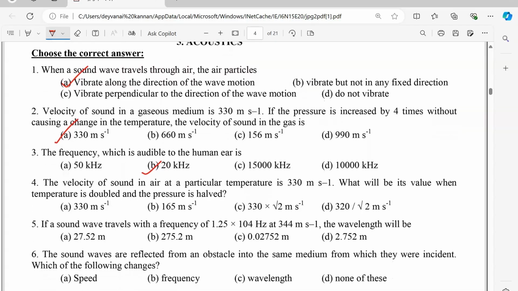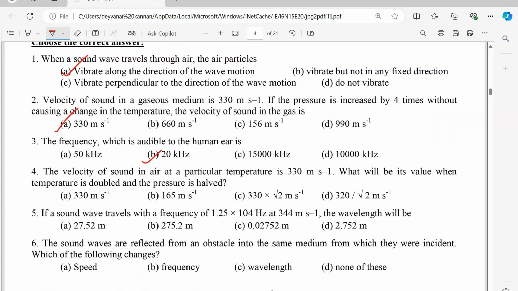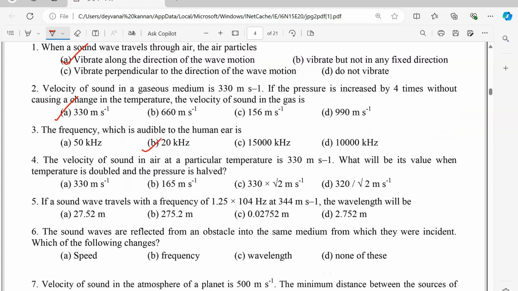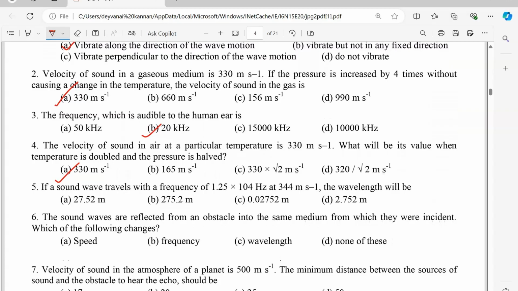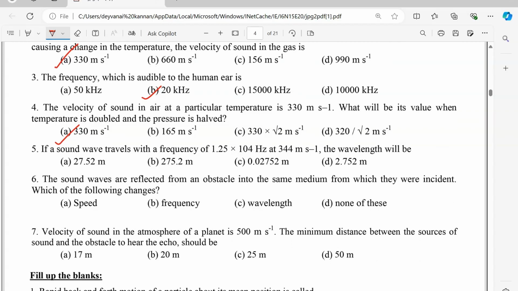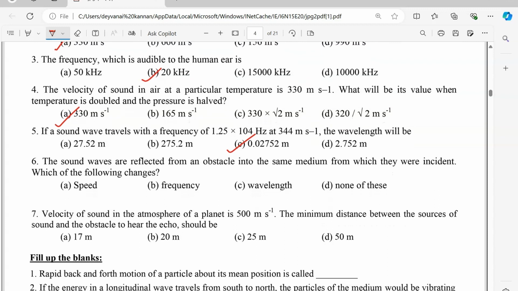The velocity of sound in air at a particular temperature is 330 m/s. What will be its value when temperature is doubled and the pressure is halved? Answer is 330 m/s. If the sound wave travels with a frequency of 1.25 x 10^4 Hz at 344 m/s, the wavelength will be 0.02752 meter.